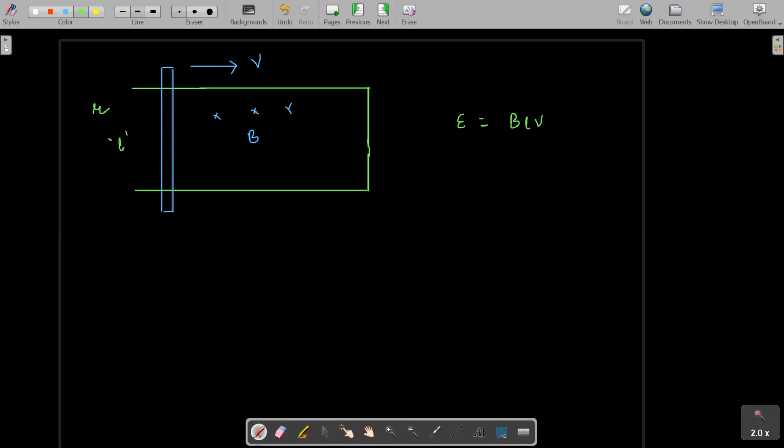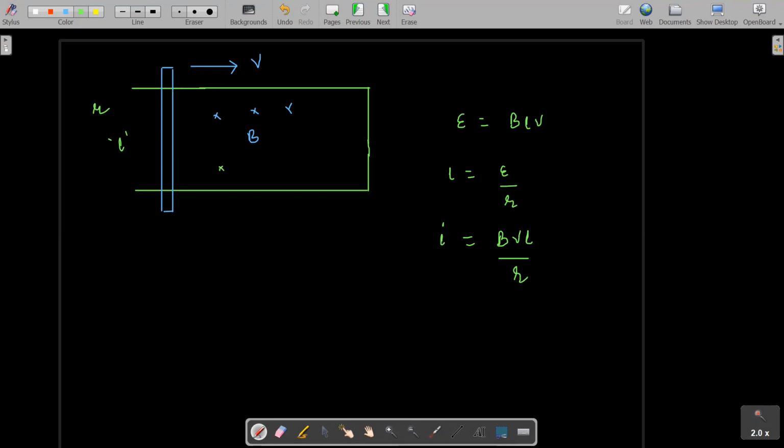Now I can say that there will be some current I in this circuit, which will be equal to E upon R, right? So the value of current will be BVL divided by R. This will be the value of current, students, in this rod.